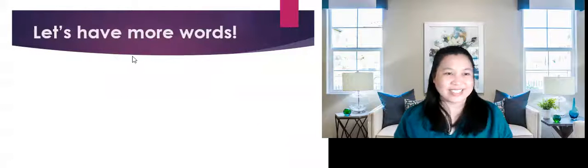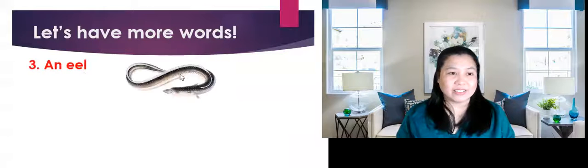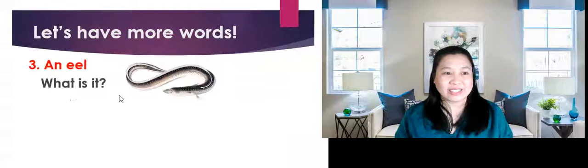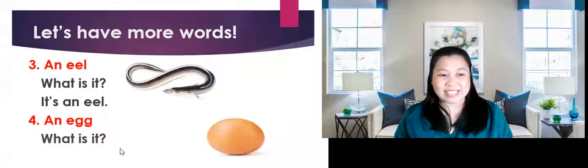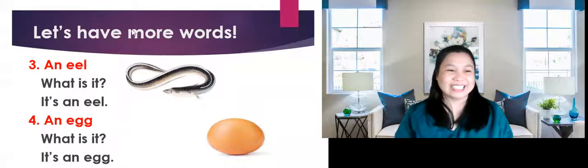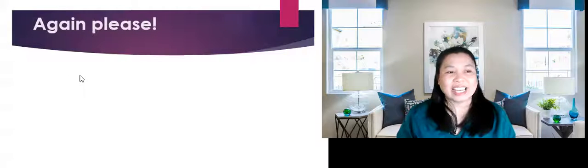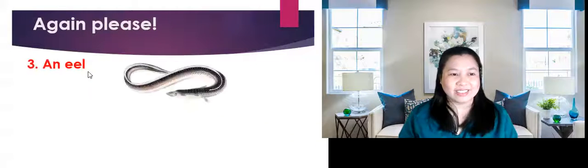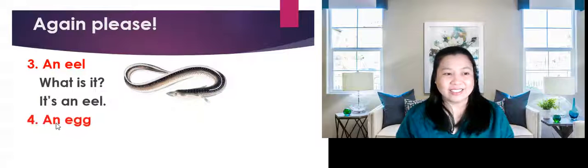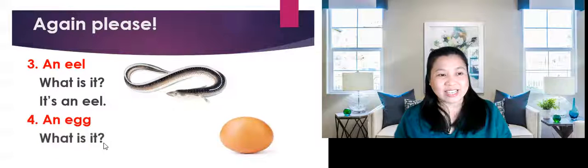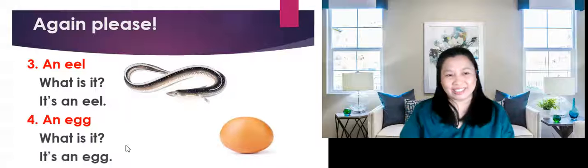Let's have more words. An eel. What is it? It's an eel. An egg. What is it? It's an egg. All right. Again, please. An eel. What is it? It's an eel. An egg. What is it? An egg.